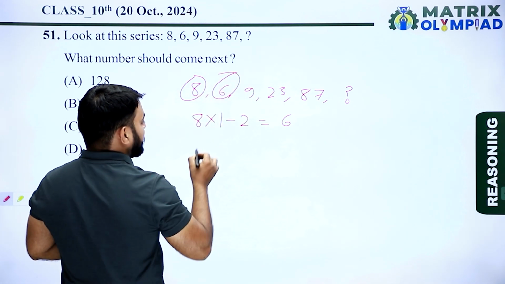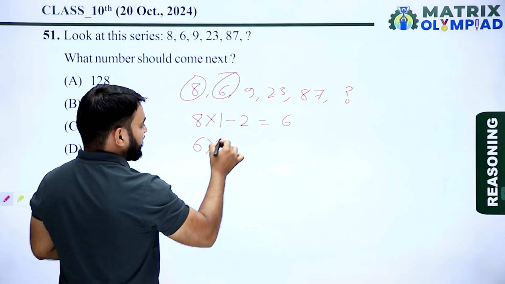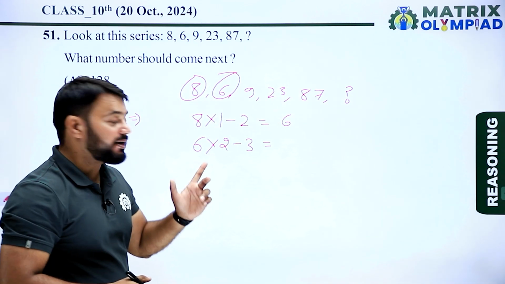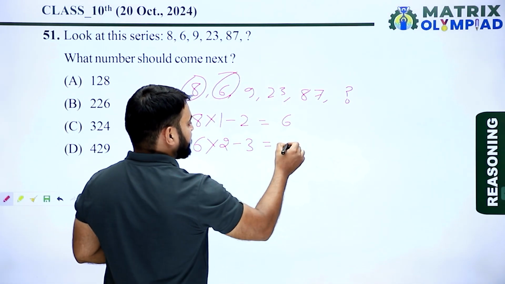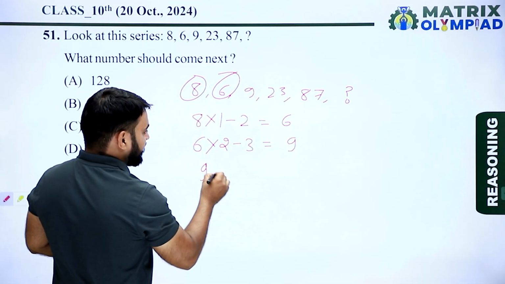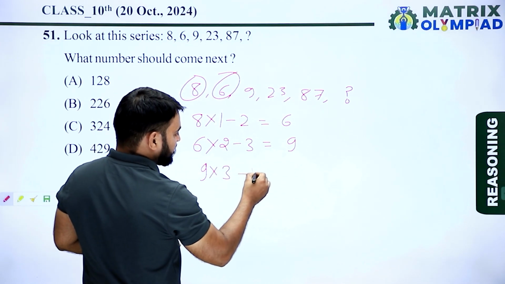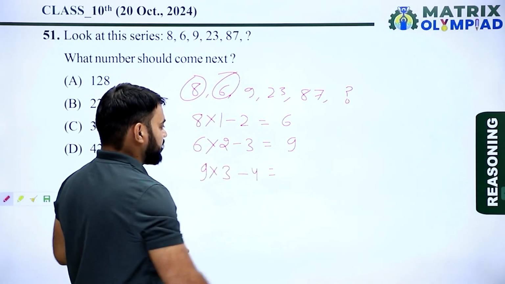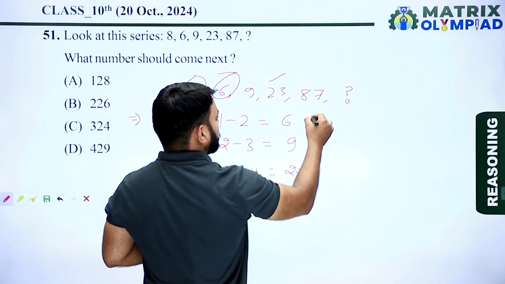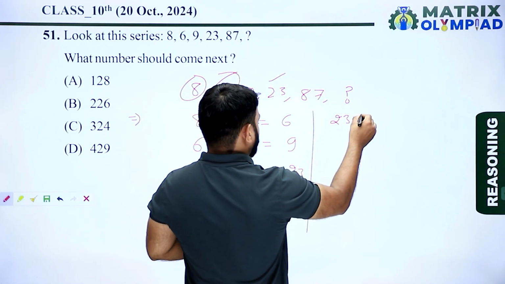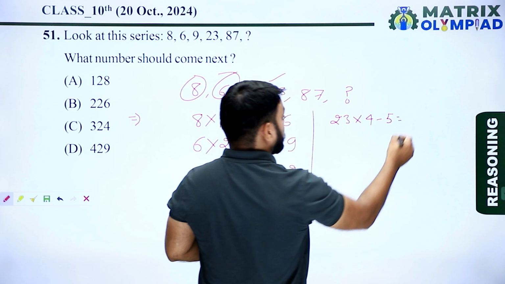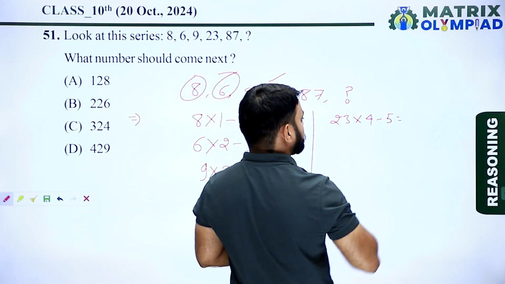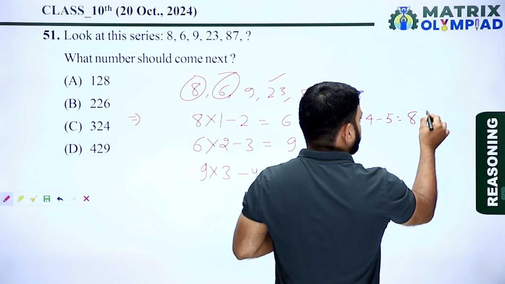This gave us the second term. Now second term, 6 multiply by 2 minus 3, it means 12 minus 3, it means 9. Now 9 multiply by 3 minus 4. 9 multiply by 3 it means 27. 27 minus 4 it means 23. Now 23 multiply by 4 minus 5. 23 multiply by 4 it means 92, minus 5 it means 87.